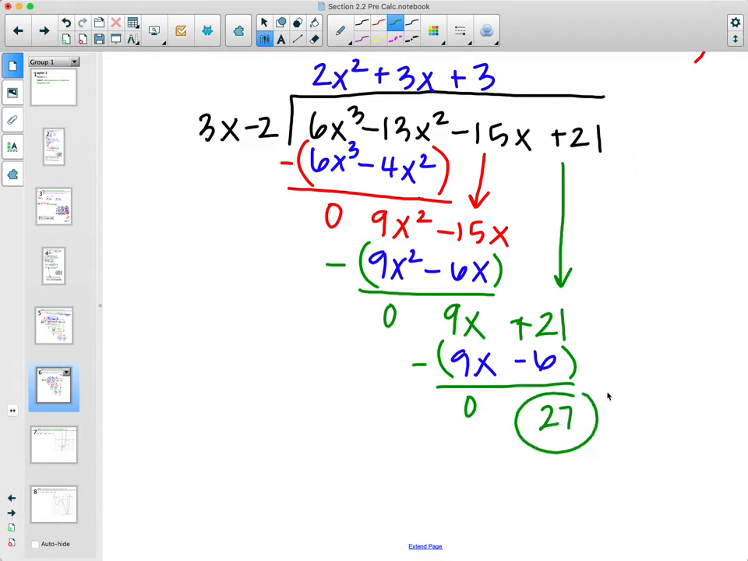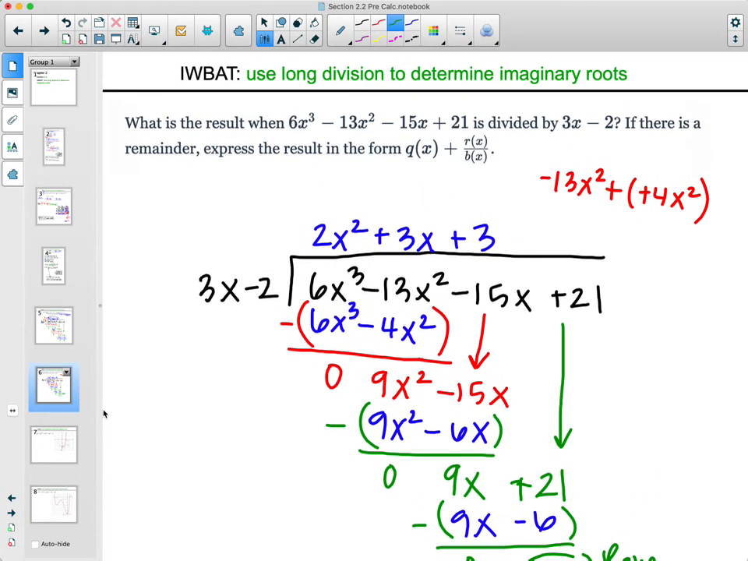So this is called our remainder. And this problem asked us to write the remainder in a specific form. So what we're going to do is take that remainder and put plus the remainder over the divisor, so what you divided by. So the 3x minus 2. Okay, so this came from right here. So this goes on the bottom, and the remainder goes on the top.